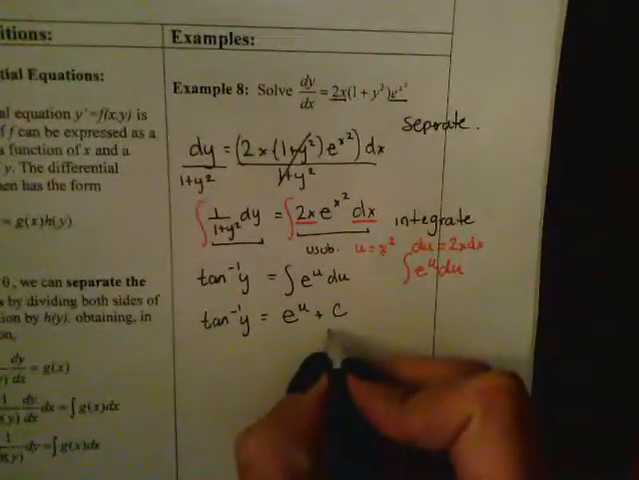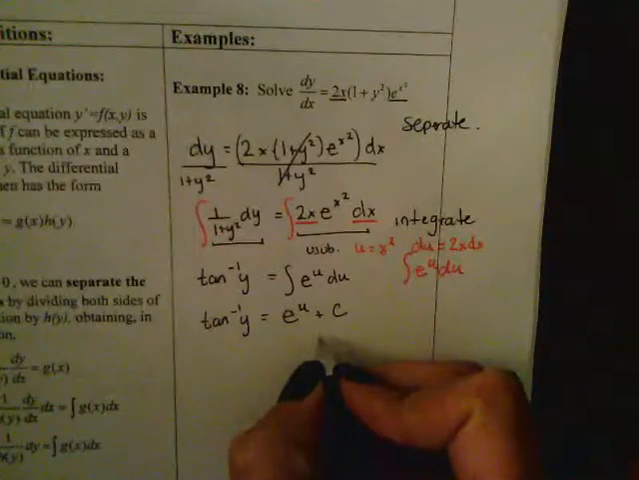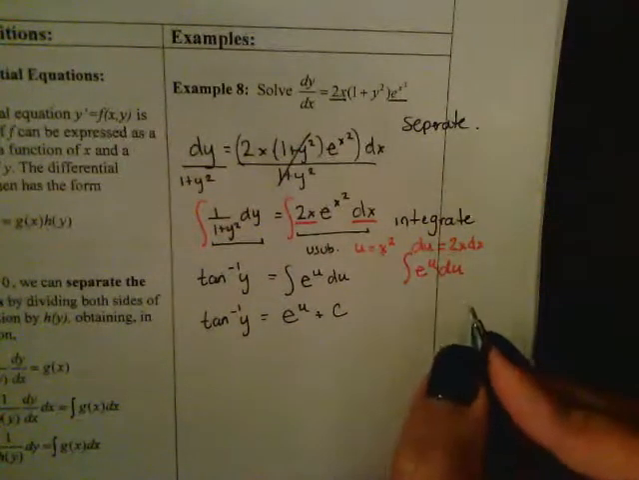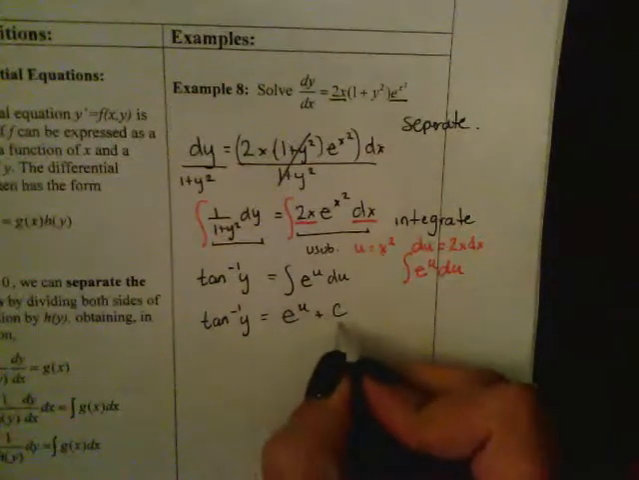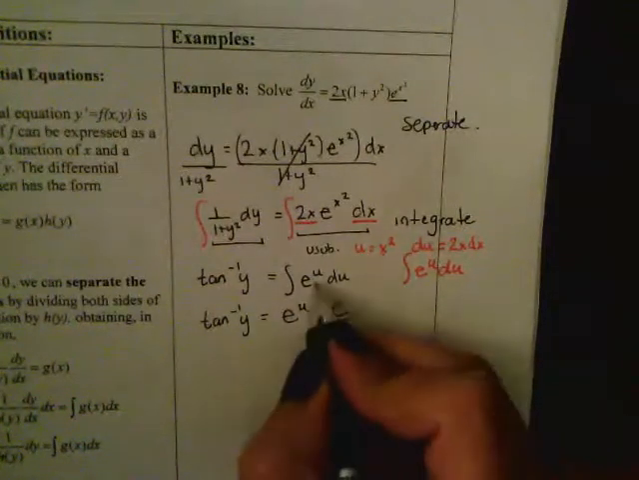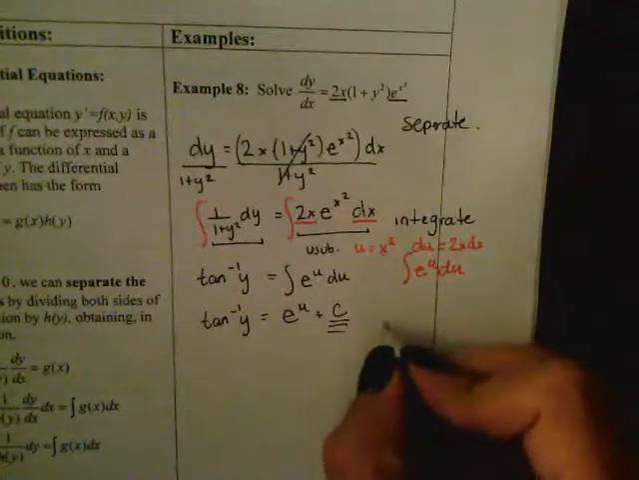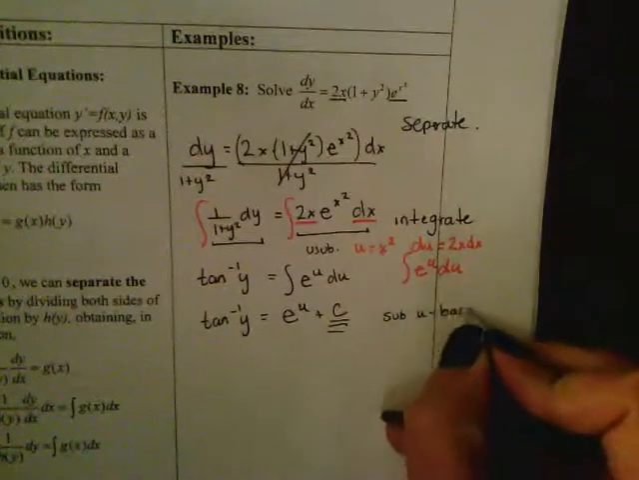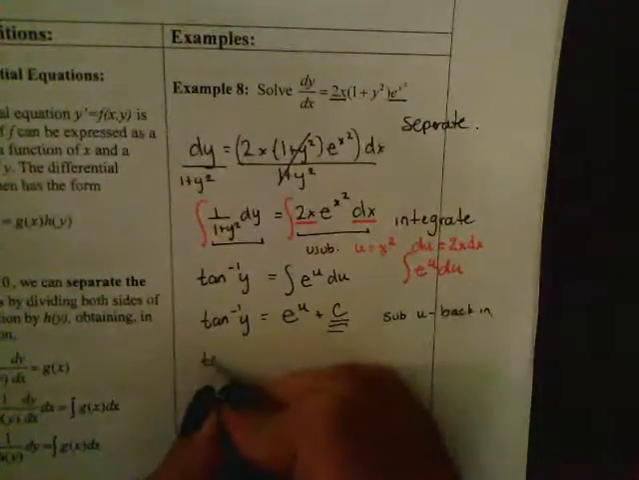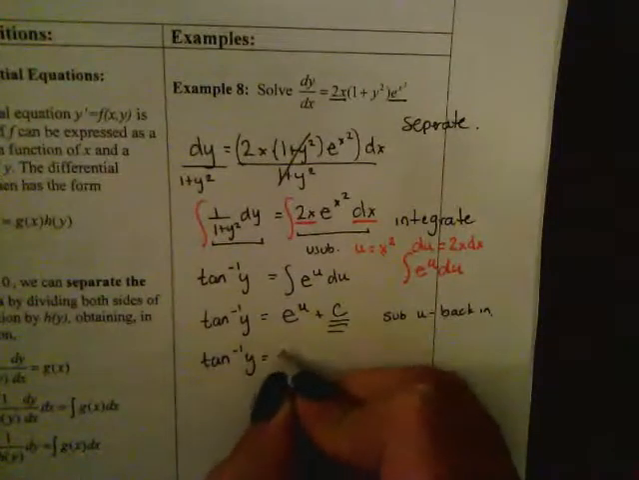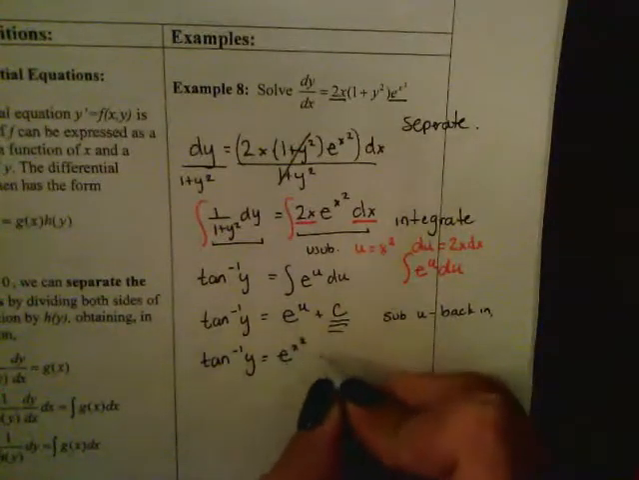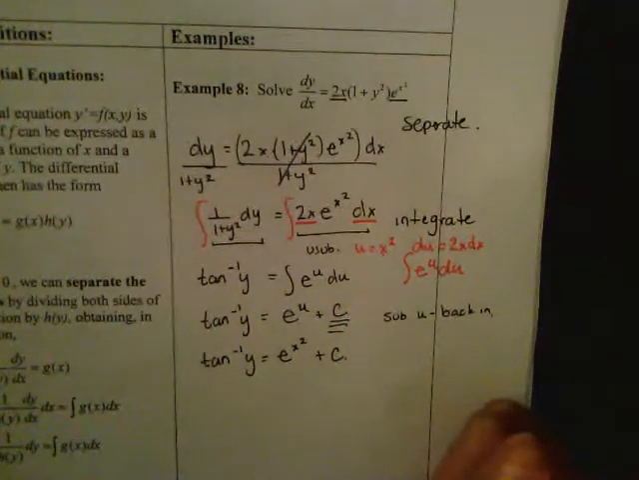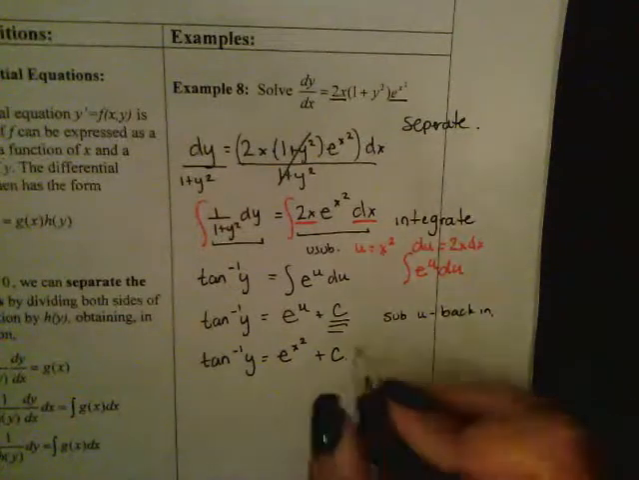And now, what do we have to do? Remember the super constant. So right here, all we have to do now is sub u back in. So we get inverse tangent of y equals e to the x squared plus c. And that's my super constant.